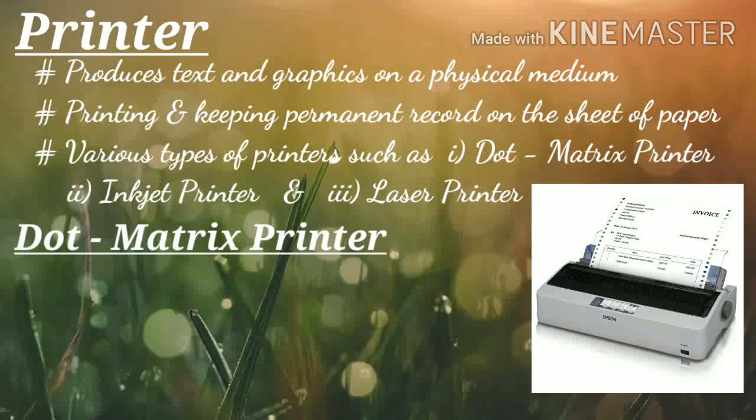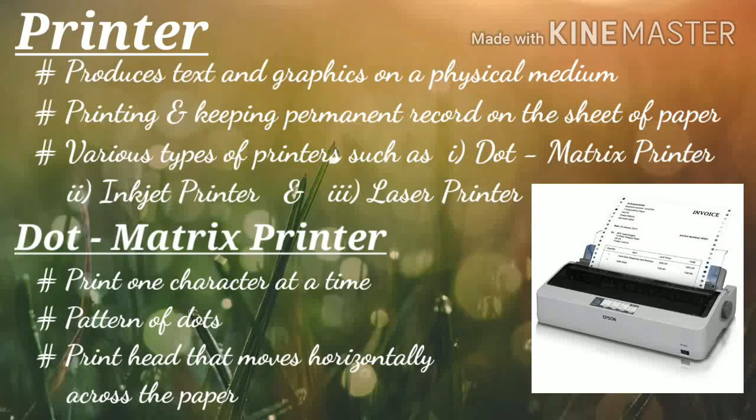Let us see printer. An output device that produces text and graphics on a physical medium such as a sheet of paper is called printer. A printer is used for printing and keeping permanent record on the sheet of paper. There are various types of printers such as dot matrix printer, inkjet printer and laser printer.